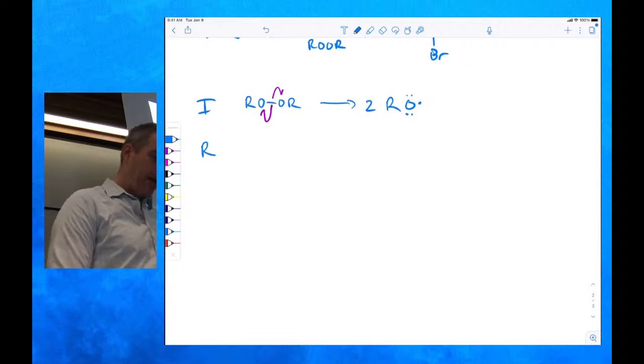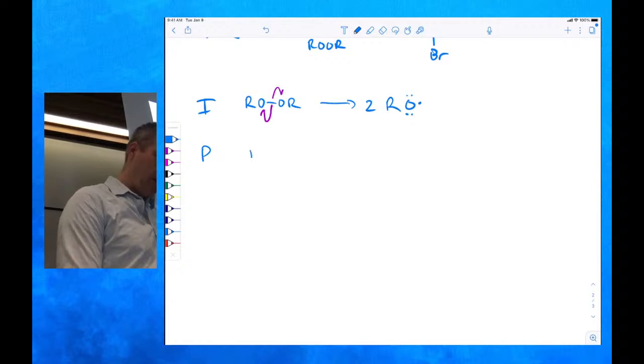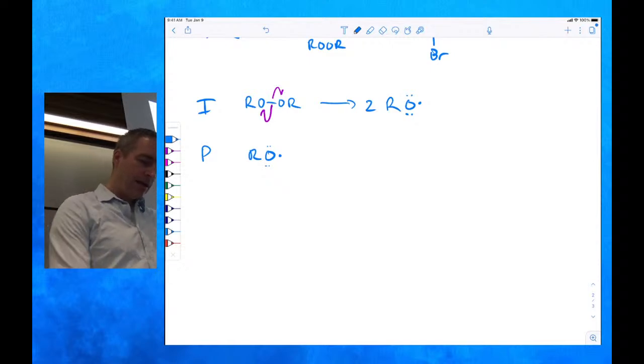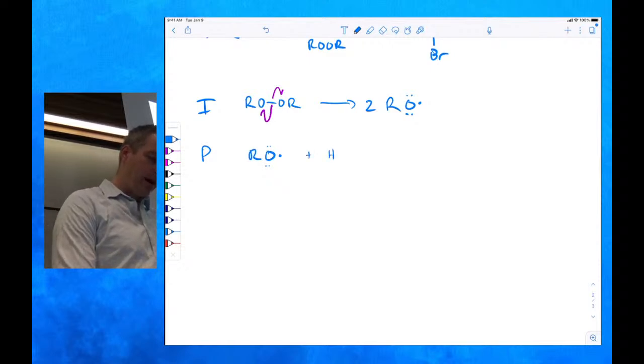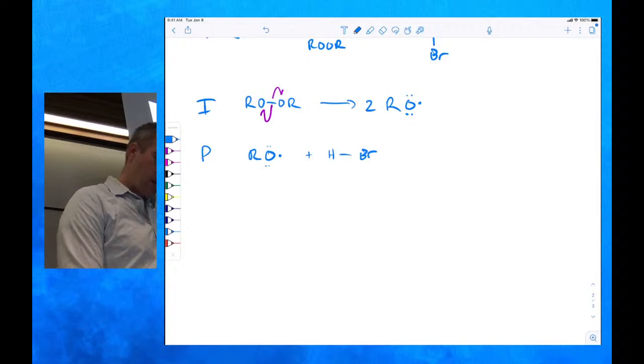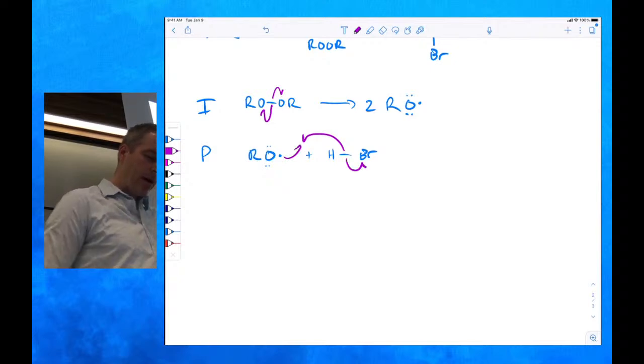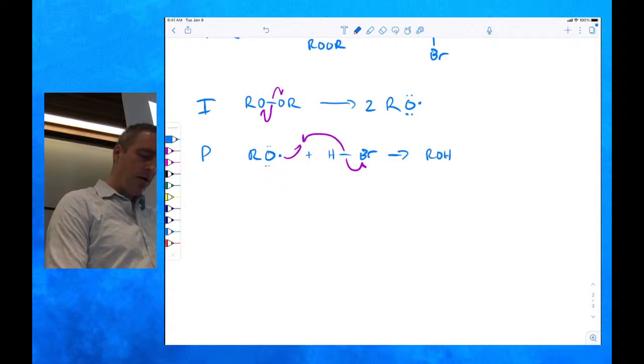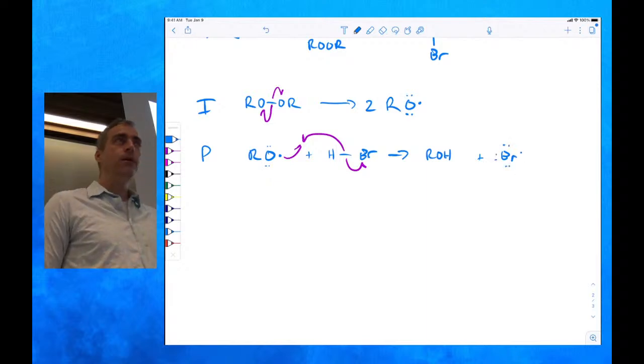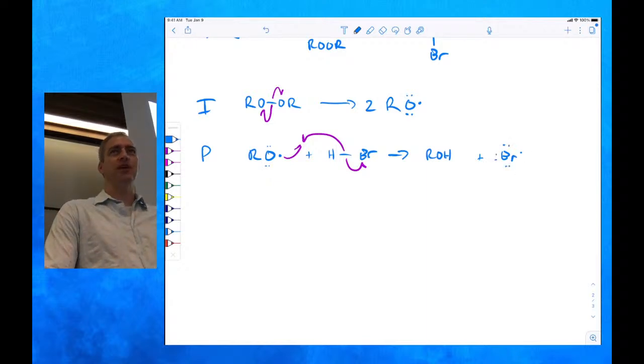Then we get propagation steps, not an R, that should be a P, where you begin with a radical like that, and it's going to react with HBr. And what happens here is the HBr bond breaks, those two electrons come together, and then one electron goes onto the bromine. So you get your ROH, plus you get a bromine radical. And bromine radicals are really the sort of engine of this reaction.